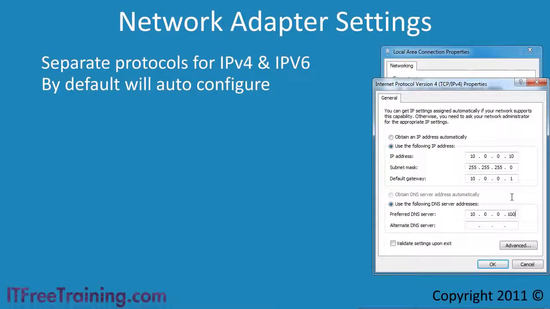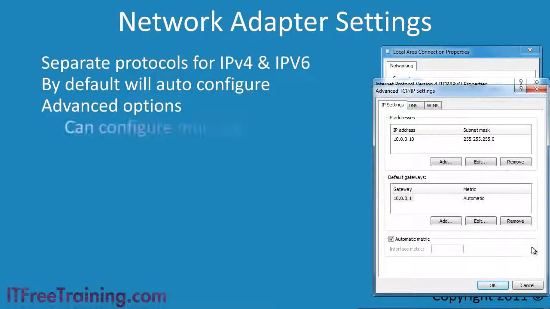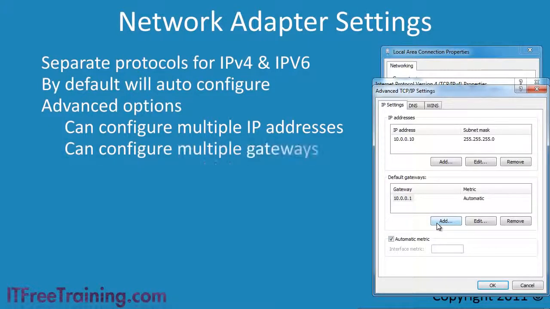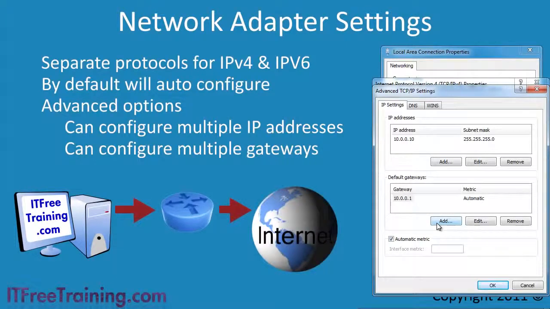If you need to configure more settings, select the option Advanced. In the Advanced option, you can configure items such as multiple IP addresses on an adapter. Down at the bottom, you can configure items such as multiple gateways if your network supports them. A gateway provides an exit point for your network to reach other networks or even the Internet.